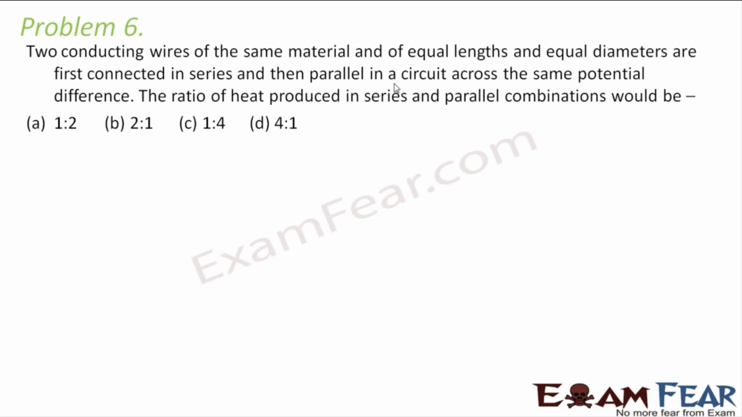Two conducting wires of the same material and of equal lengths and equal diameters are first connected in series and then in parallel in a circuit across the same potential difference. The ratio of heat produced in series and parallel combinations would be which of these options? Now we know that heat produced is given by V square by R into T, because as per Joule's law of heating, heat produced is nothing but V into I into T. So applying Ohm's law, we can write it as V square by R into T.